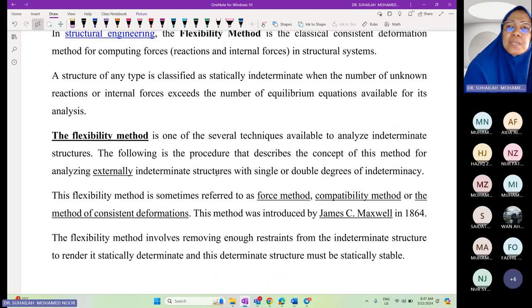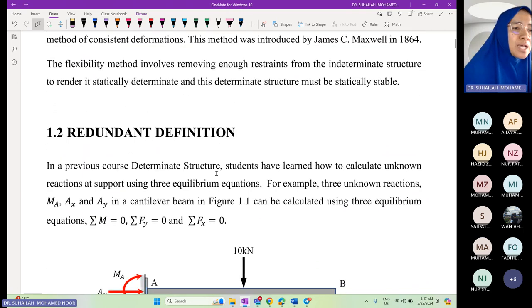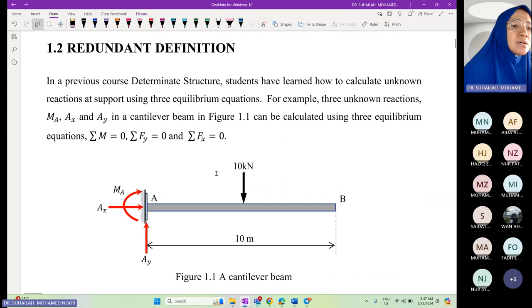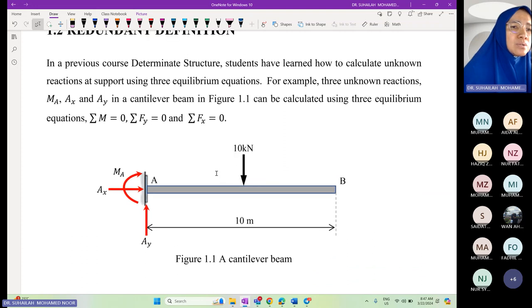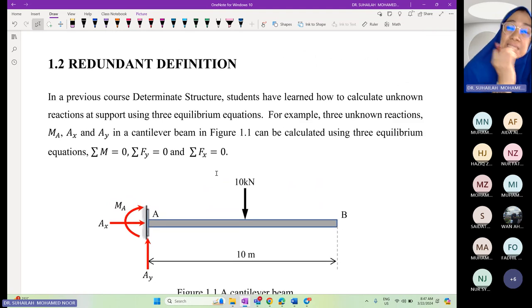Yang ni actually saya ambil je daripada textbook yang tadi saya tunjukkan. Okay, redundant definition. Saya juga dah explain tadi redundant definition. Okay, so boleh baca balik lah untuk more understand about what I have explained. So boleh baca balik nanti. So semua ni saya tulis macam apa yang saya cakap. Saya tulis, saya cakap apa yang saya tulis. Yang saya cakap tu ada kat sini tadi.